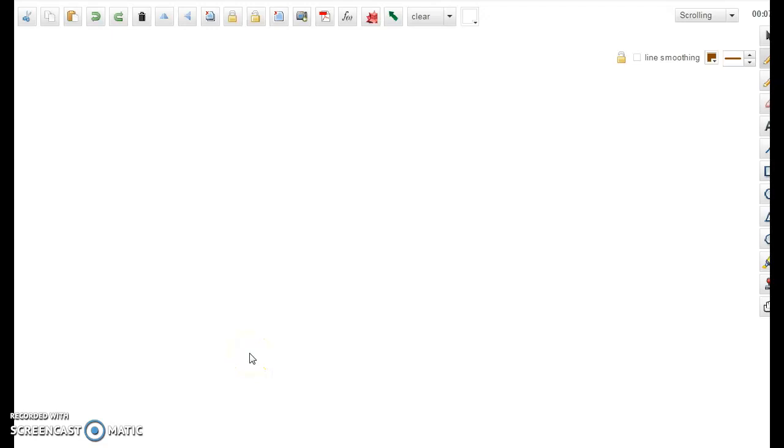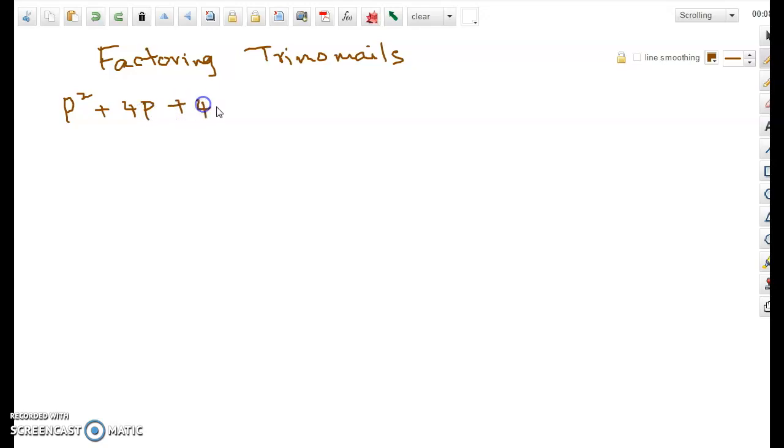Okay, so today we're going to look into factoring trinomials. The first thing, I'm going to use different methods that we can use in here. Let's say p squared plus 14p plus 48. This is a trinomial because you have 1, 2, 3 terms. When you have 3 terms, we call it a trinomial. So we're going to write a binomial, or you can call it factoring.